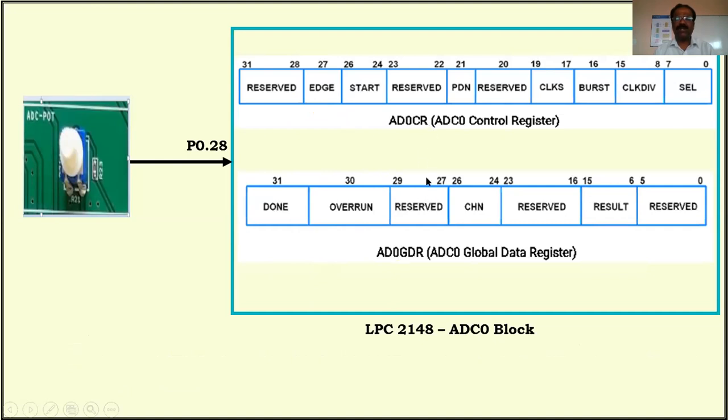I'm going to use two registers. One is called the control register, a 32-bit register. And there will be one more register called the global data register. It's also a 32-bit register. We are going to give the analog input, which we can vary from 0 to 3.3 volts by using a potentiometer. It's connected at P0.28.